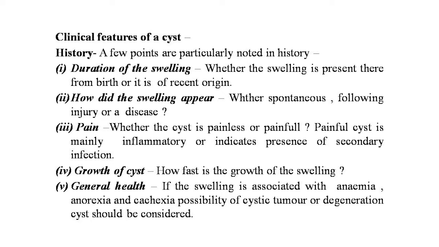And the next point in the history is the growth of the cyst, how fast the growth of the swelling is. And the next point in the history is the general health. If the swelling is associated with anemia, anorexia and cachexia, the possibility of a cystic tumor or degeneration cyst should be considered.